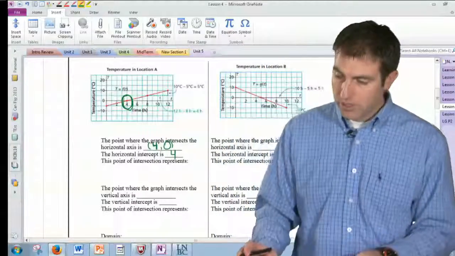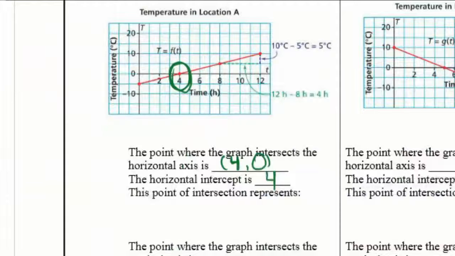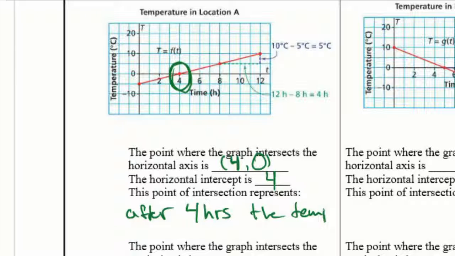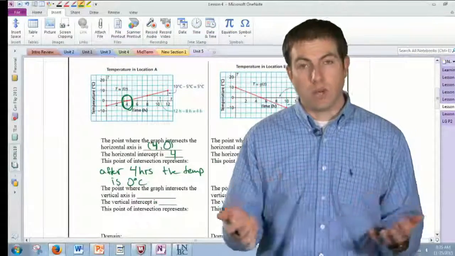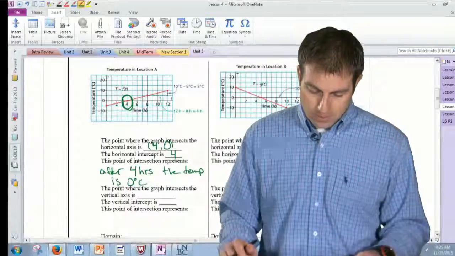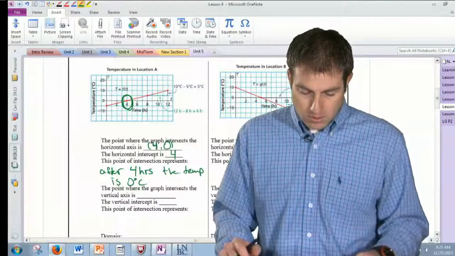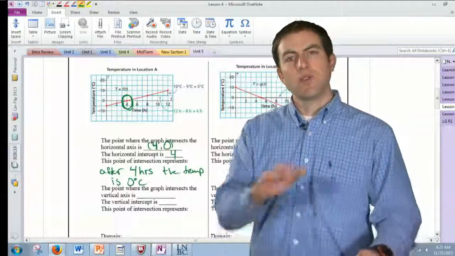So the point of intersection represents, I'm going to be really specific here, we're talking about after 4 hours, the temp is 0 degrees Celsius. So the time at that horizontal point is 4 hours, the temperature is 0.